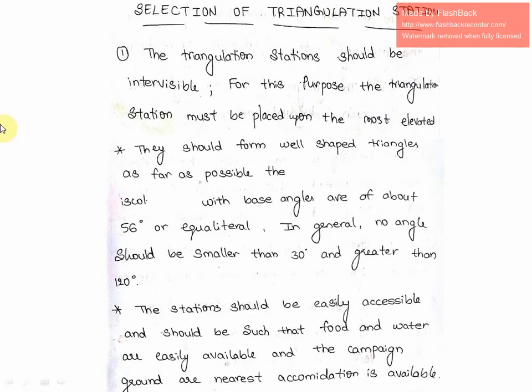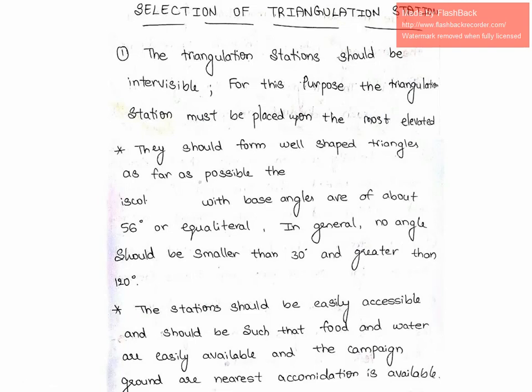Okay, the whole area you have divided into a number of triangles. That is what the triangulation system is. And those triangles have that one highest point, the apex point, and that is the triangulation station. So how will you select this triangulation station? Because at the triangulation station only you are going to set up the instrument and take the readings.